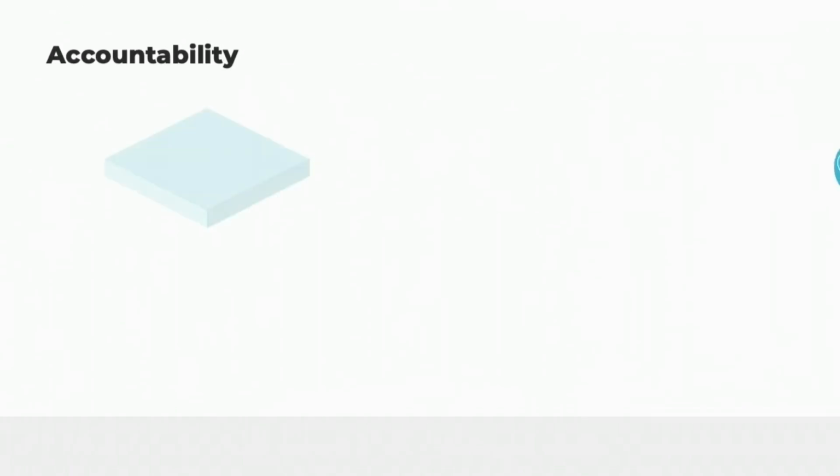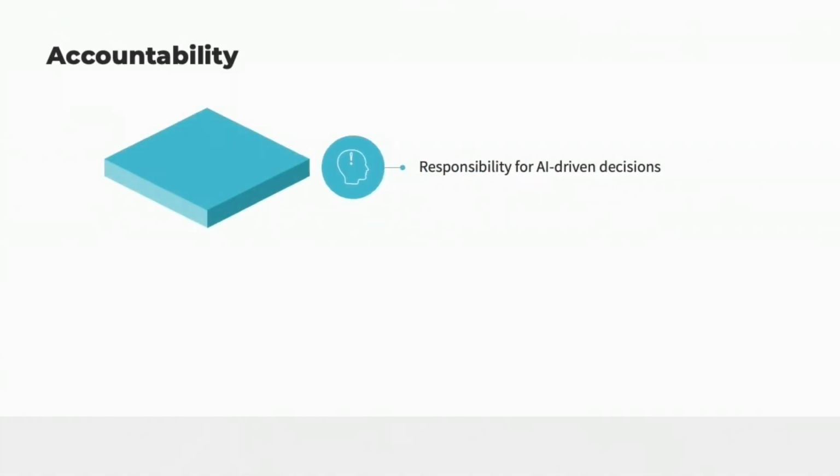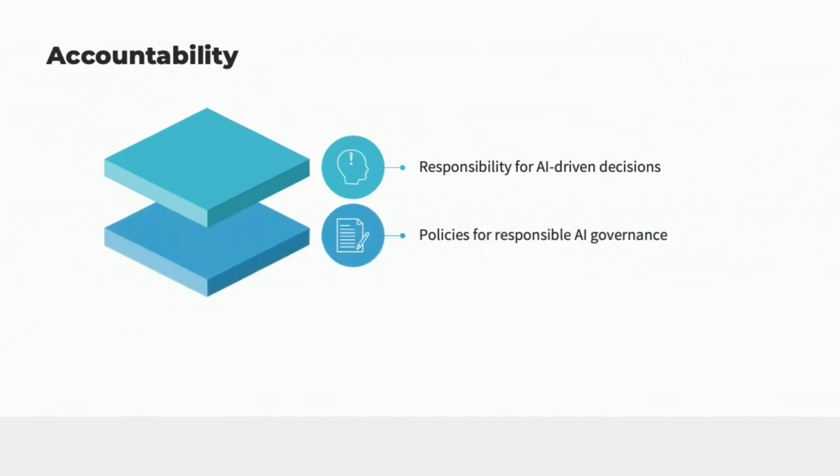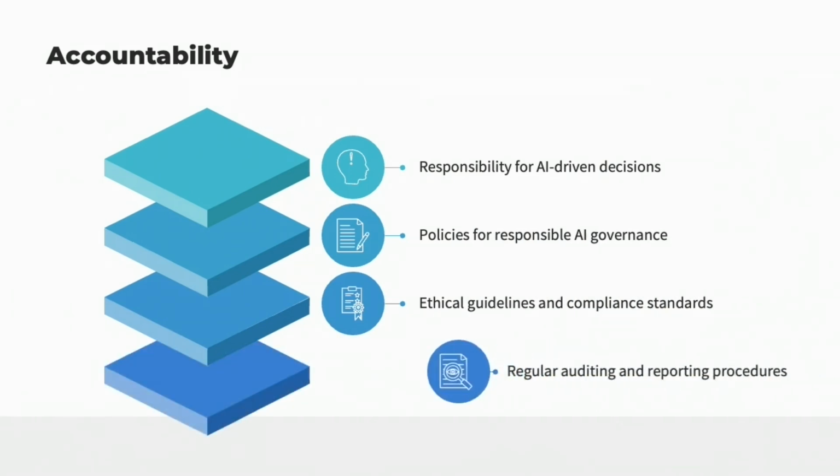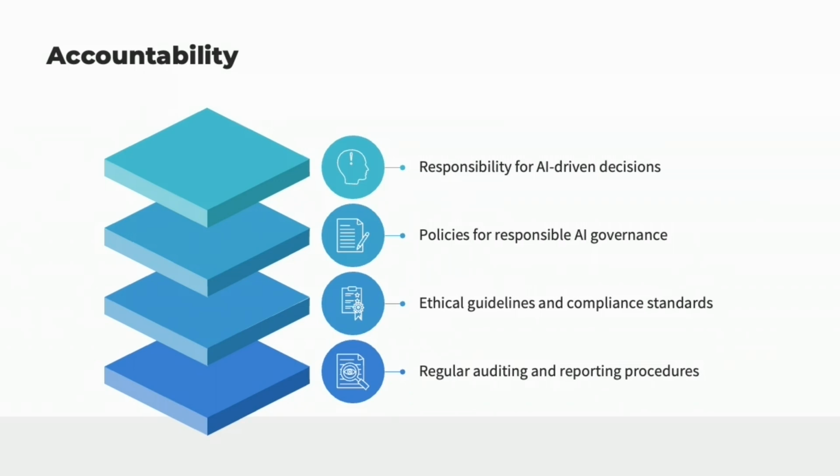Clear responsibility for AI-driven decisions is also crucial. Establishing policies for AI governance, including ethical guidelines and compliance standards, and implementing regular auditing and reporting procedures ensures accountability in AI systems.